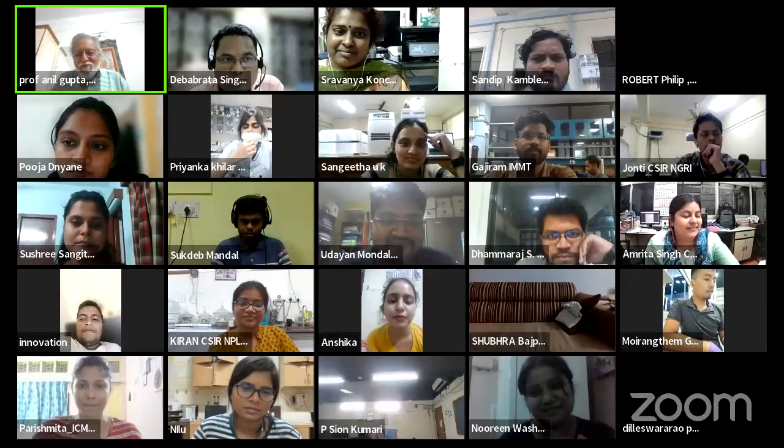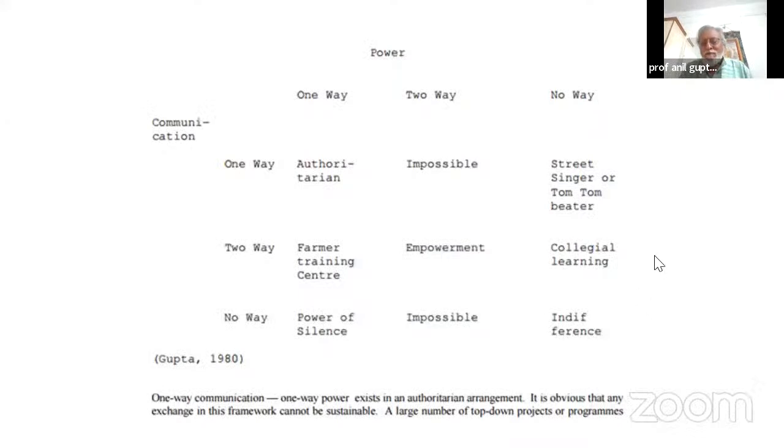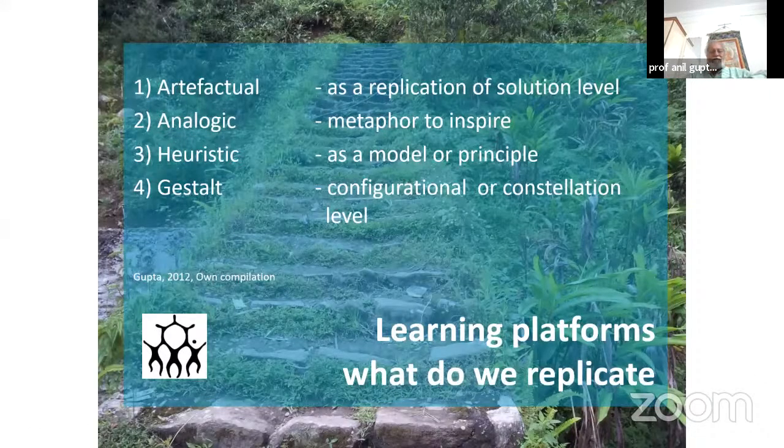Okay, we will go further now and look at the next dimension for innovation, diffusion. This is a very important slide for those of you who would like to deeply evaluate what should be diffused. Sometimes there is an artifactual diffusion. A water filter is there and it diffuses as a water filter. That is artifactual. Then there is analogic, metaphor. As a metaphor, it becomes very powerful. A lot of biomimicry-based innovations are metaphorical in nature.